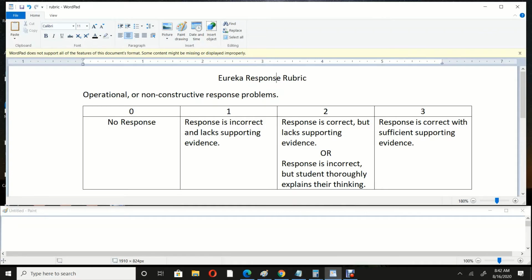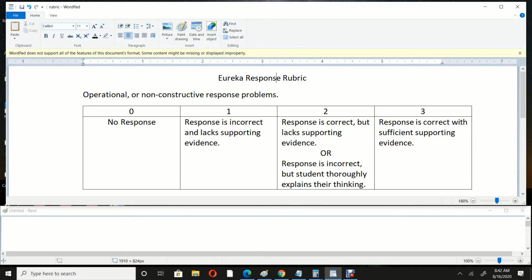In this video, I'm going to be talking about your Eureka response rubric. And this isn't just for Eureka, it would be whatever kind of math problem that you would be responding to. You would probably want to follow these guidelines. But specifically in my class, this is how the points are going to break down.